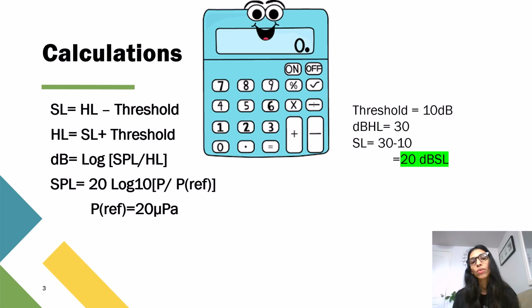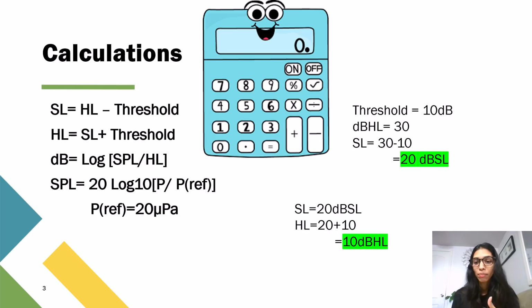Similarly, if you want to know the hearing level when you know the sensation level, you can just add the sensation level to the threshold. If you take the same example of threshold 10 dB, and the sensation level is given as 20 dB SL, then you add the threshold to the sensation level. Sorry, the calculation was wrong. It is 30 dB HL. So 20 plus 10 will be 30 dB HL, and that will be the hearing level, that will be the presentation level.